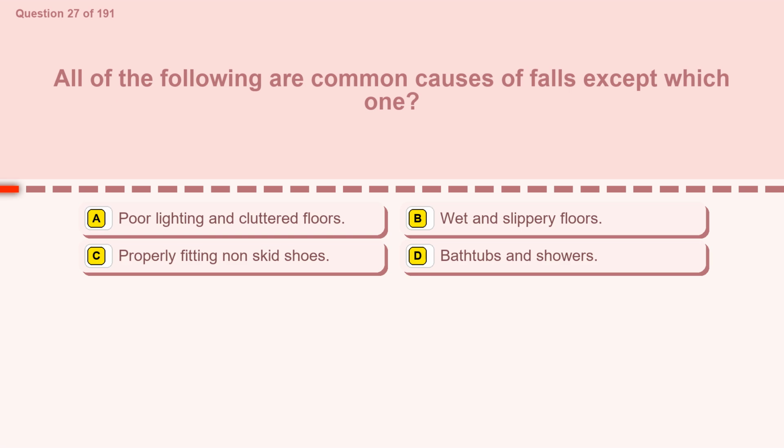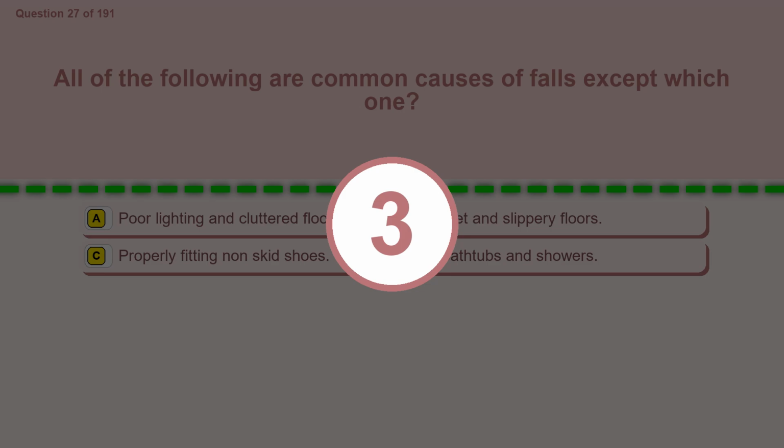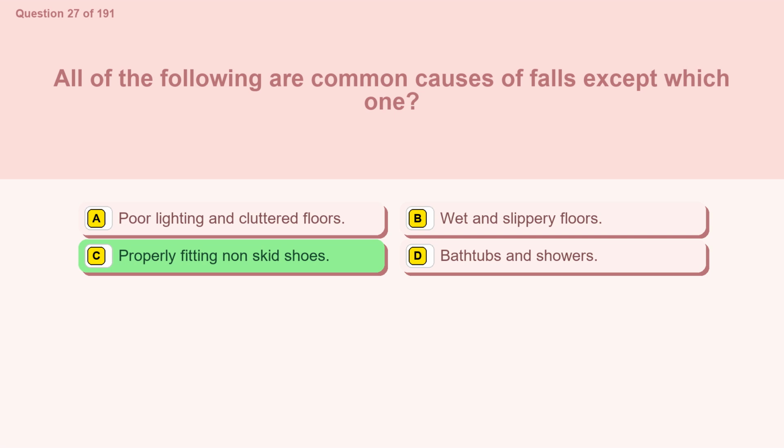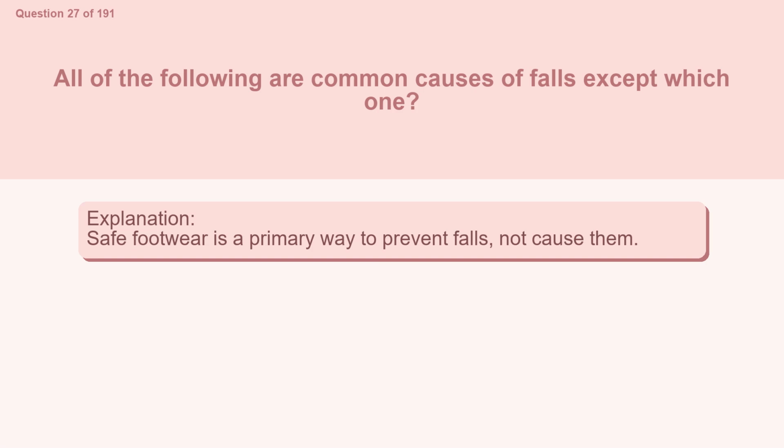Question 27. All of the following are common causes of falls except which one? Option A. Poor lighting and cluttered floors. Option B. Wet and slippery floors. Option C. Properly fitting non-skid shoes. Option D. Bathtubs and showers. The correct answer is option C. Properly fitting non-skid shoes. Safe footwear is a primary way to prevent falls, not cause them.